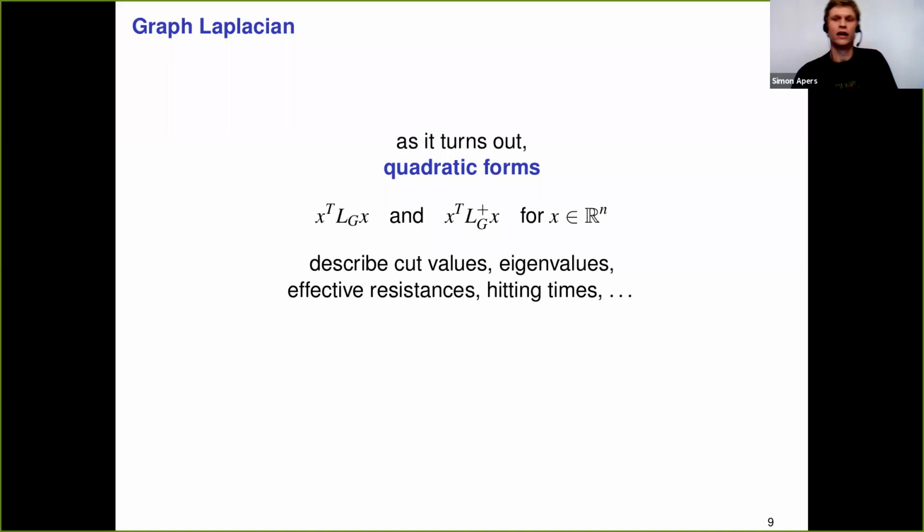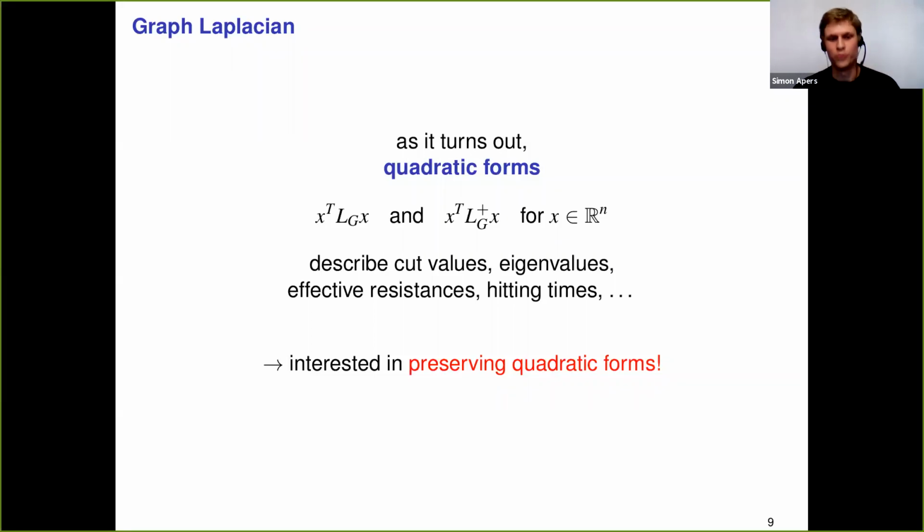Now, as it turns out, this is just one example of the many things that quadratic forms of the Laplacian express. So we'll be interested in quadratic forms of the Laplacian, like we just mentioned, but also in quadratic forms of the pseudo-inverse of the Laplacian, which we'll be denoting by L plus G. If the graph is connected, then the Laplacian has a trivial kernel, which is just the all ones vector, and so L plus G just means the inverse of the Laplacian, orthogonal on this kernel. These quadratic forms describe not only cut values, but also eigenvalues associated to the graph, so eigenvalues of the Laplacian specifically, effective resistances, hitting times, and again, many more things.